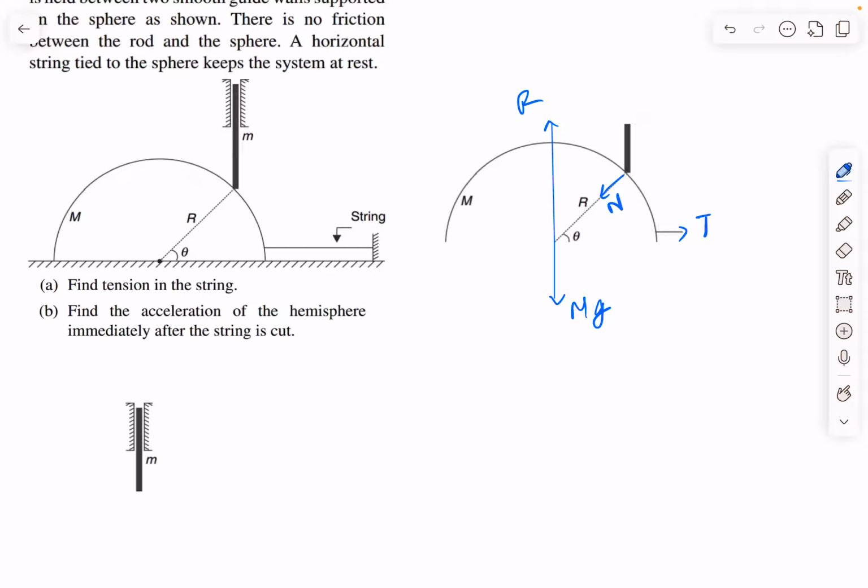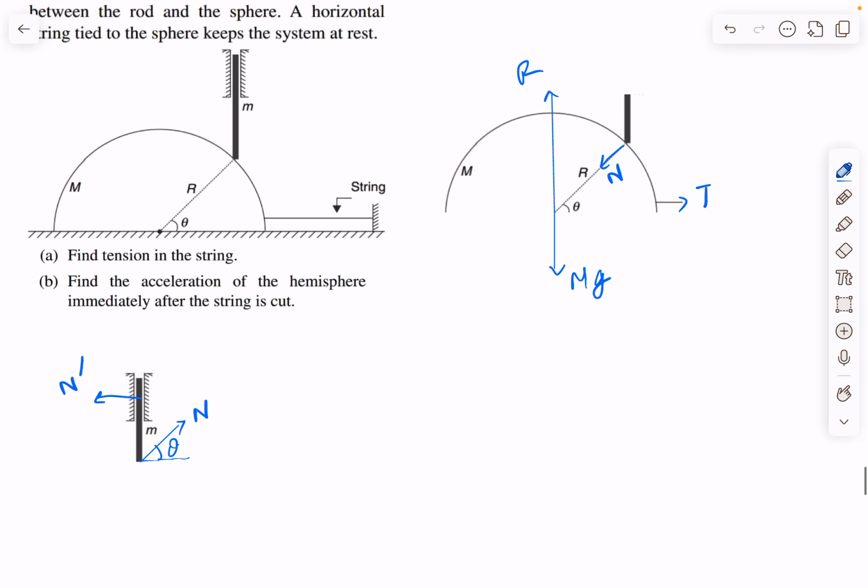act to the right. For the rod, there will be a normal reaction by the guide walls, N prime, in the horizontal direction, and there will be a normal contact force due to the hemisphere in this direction at an angle theta with the horizontal.